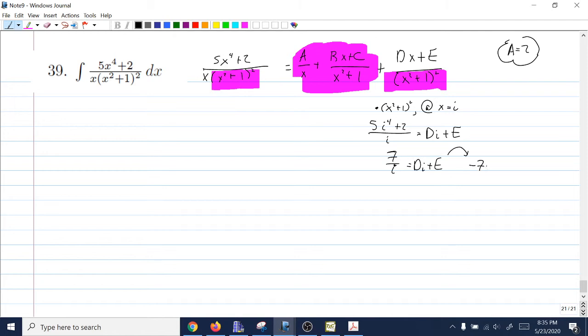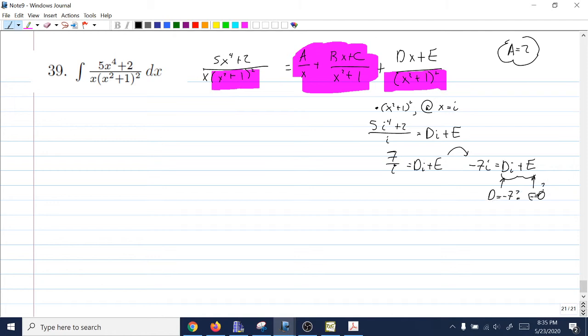That's negative 7i equals di plus e. You know how every complex number can be written in the form a plus bi? That's kind of what's going on with my di plus e. I know that d and e have to end up being real numbers, so I see the real part and the imaginary part here. E has to be 0, and d has to be negative 7.